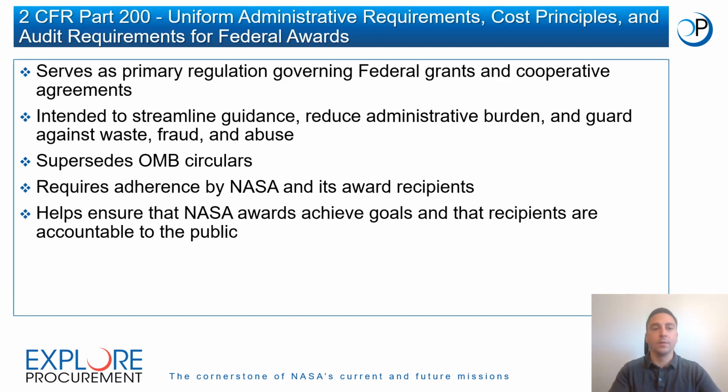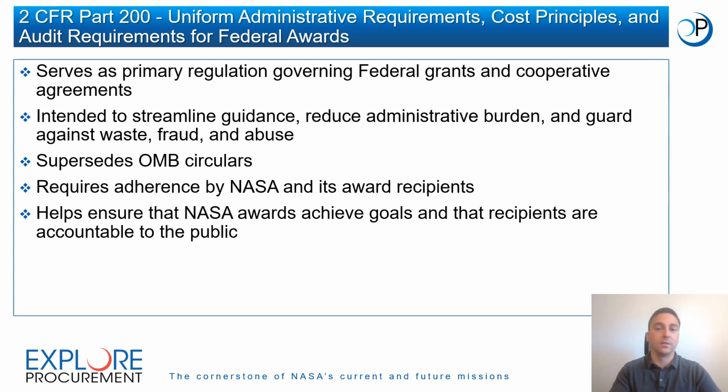2 CFR 200, titled Uniform Administrative Requirements, Cost Principles, and Audit Requirements for Federal Awards, is the primary regulation governing federal grants and cooperative agreements. Its purpose is to streamline guidance, reduce administrative burden on award recipients, and guard against fraud, waste, and abuse of federal funds. Prior to its release, OMB organized grant regulations into several circulars, each focusing on a different topic.